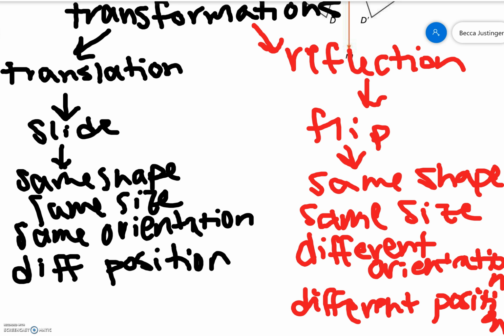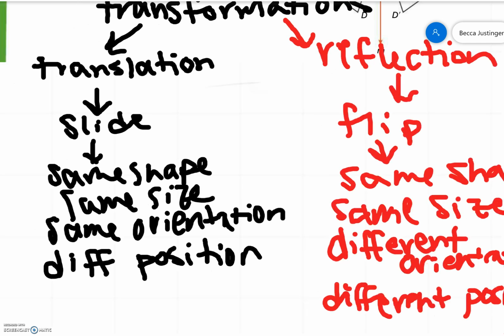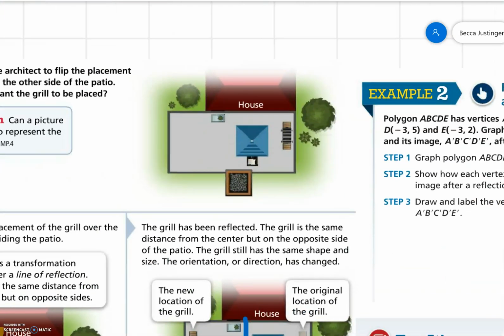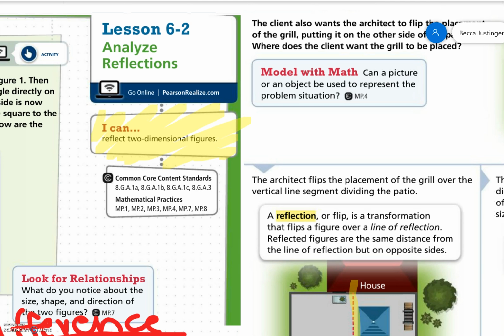All right. Nice job, 8th grade. Let's go over and say it. I can reflect two-dimensional figures.